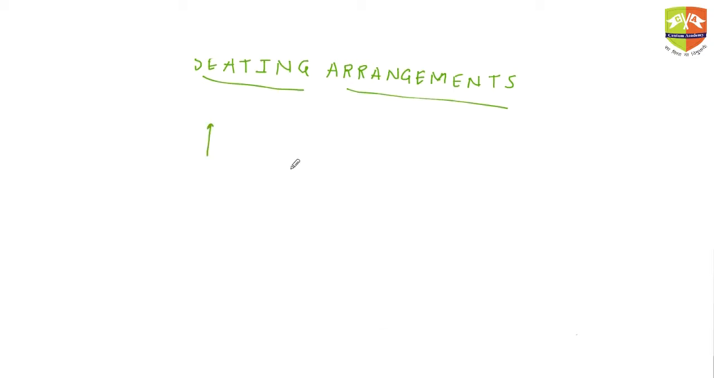Suppose they are facing the north side. If I say that A is sitting left of B, I'll first mark B. And if the person is facing this side, left would be this side and right would be this side. So A has to go somewhere here. But on the very opposite, if somebody is facing south, in that case, if I say that A is sitting left of B and somebody is facing this side, left becomes this side. So A would be sitting here.